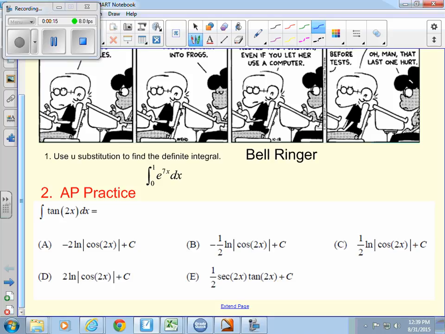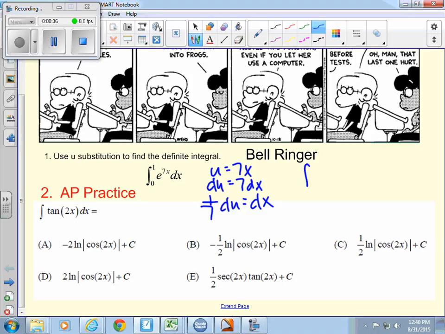f of a. And you know how to do the antiderivative, right? Okay, so how do you do the antiderivative? Let's let u equal 7x. du would be 7dx, so 1/7 du. Why did we do that?